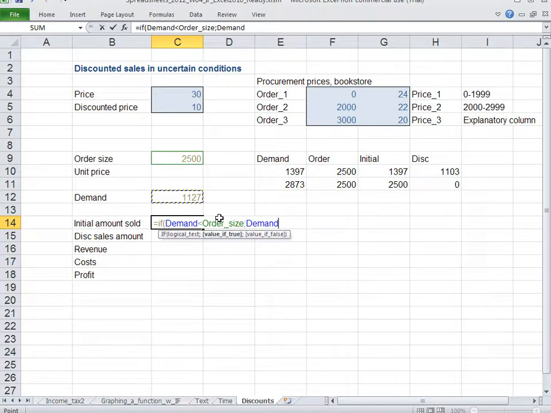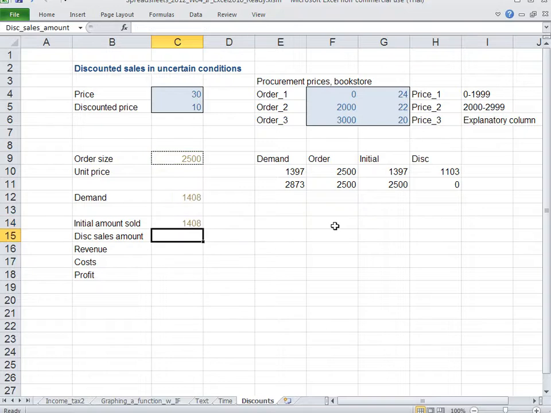Now, on the other hand, if the demand is not smaller than order size, the demand is big. What turns out to be true? If the demand is really big, then we can sell the entire order size with the full price. So if demand is small, we sell only the demand with full price. If demand is big, on the other hand, we sell the entire order size with full price. Okay, the first if is here.